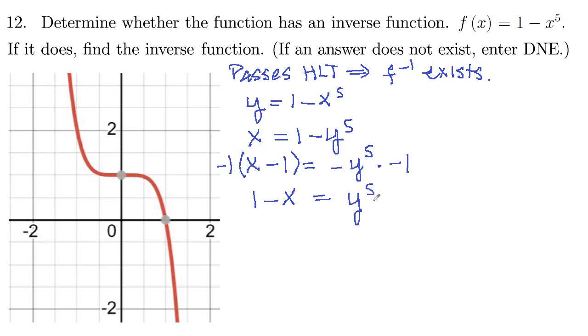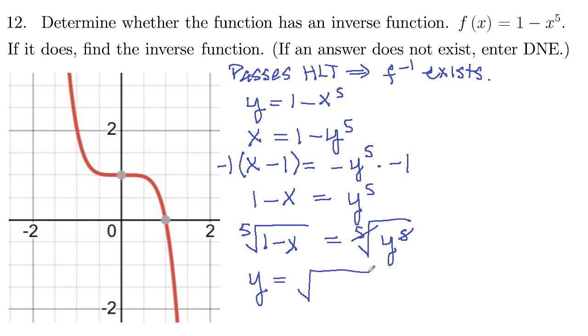And then you undo a fifth power by taking fifth roots on both sides. So fifth root of 1 minus x will equal the fifth root of y to the fifth. And then this fifth power and the fifth root cancel out. So I just get y equals fifth root 1 minus x. And that is our f inverse of x.